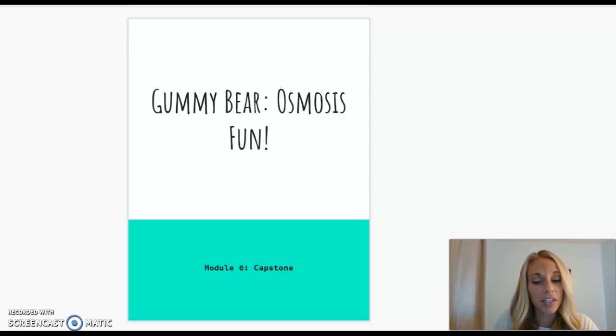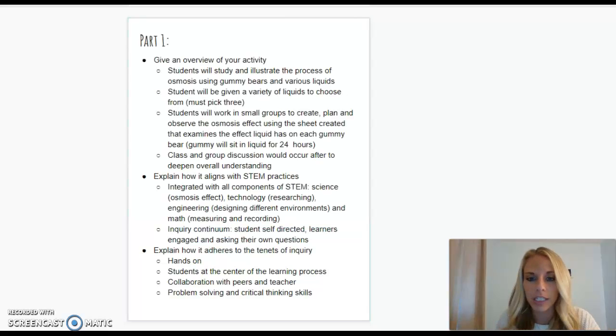I did my activity on osmosis. I work in a K to 6 building, so this could be primary and intermediate. I work with special needs students, so I would use a variety based on their student needs.